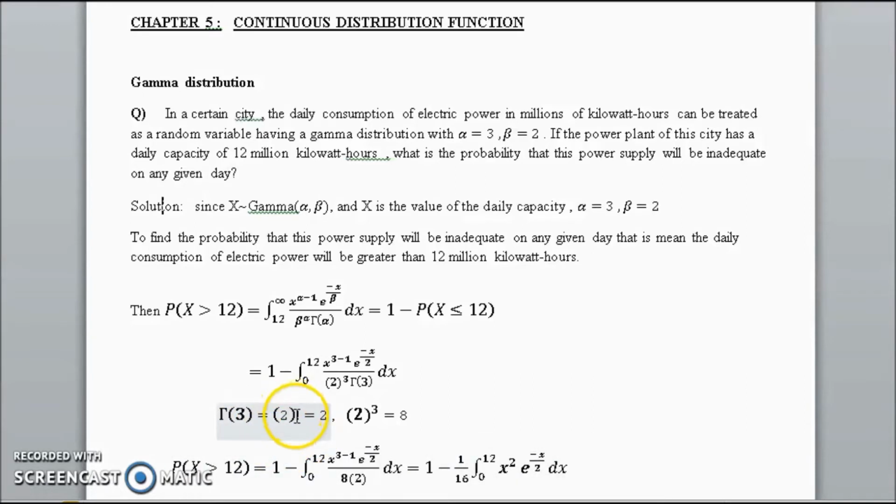Gamma of 3 equals 2 factorial, and 2 power 3 equals 8. Then the probability of x greater than 12 equals 1 minus the integration from 0 to 12 of x power 3 minus 1 times e to the minus x over 2, over 8 times 2, dx. Then that equals 1 over 16, because this is a constant, I take it out of the integration: 1 over 16 of x power 2 e to the minus x over 2 dx.